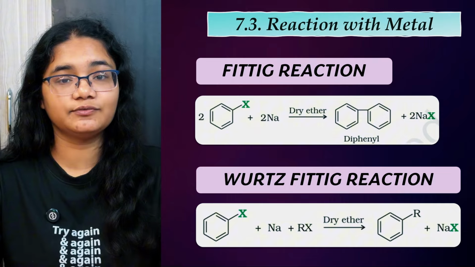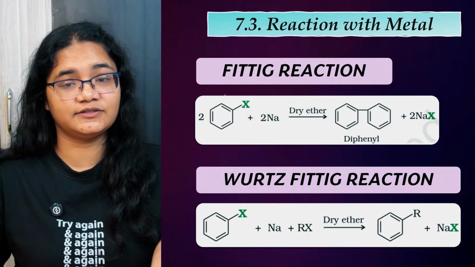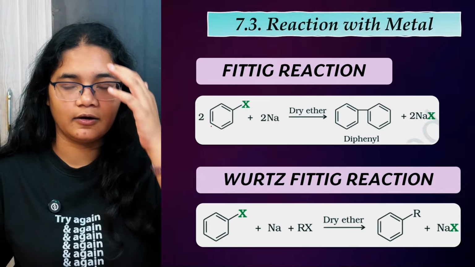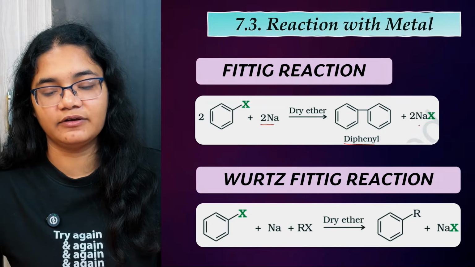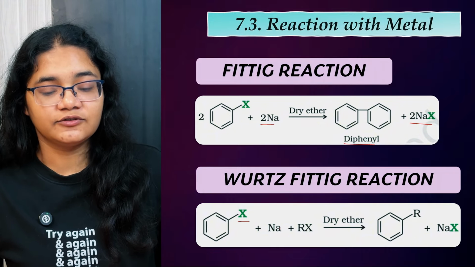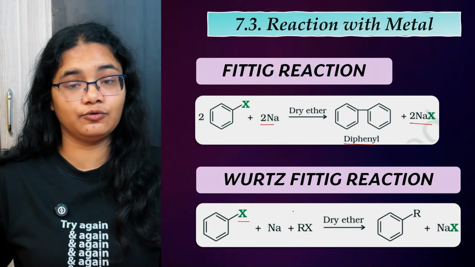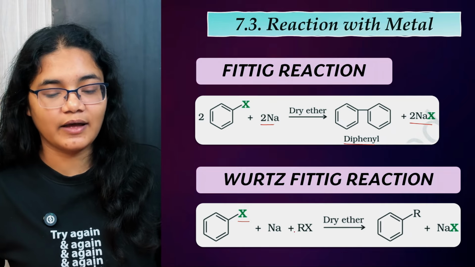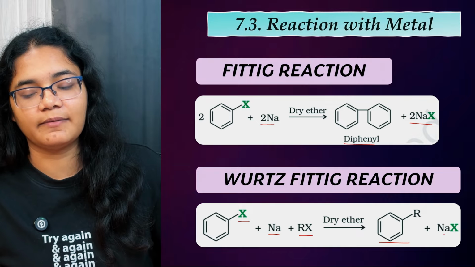Now talking about the reactions with metals, you have the Wurtz reaction, where RX reacts in the presence of Na. Here you have ArX, meaning aryl halide or haloarene. It reacts with Na in dry ether; to remove the X, you get diphenyl plus 2NaX. Similarly, for the Wurtz-Fittig reaction, you have this X group. In the Wurtz reaction, it is the reaction of two haloalkanes. In the Fittig reaction, it is the reaction of two haloarenes. In the Wurtz-Fittig reaction, one haloalkane and one haloarene react. In the presence of Na plus RX, that gives you R-benzene plus NaX.